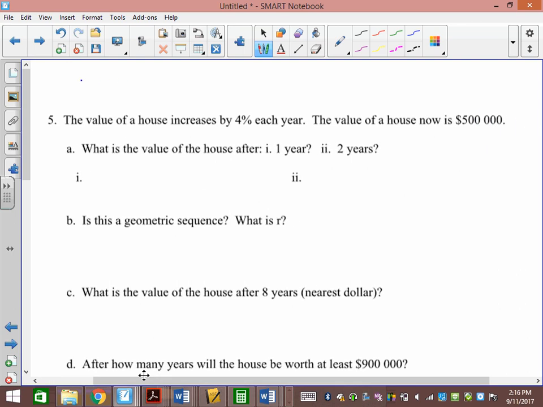So here's a word problem. It says the value of the house increases by 4% each year. So every year it goes up by 4%. So R would actually be what? Yes, 0.04. The value of the house now is 500,000. That is not 5,000. Right now it's 500,000.